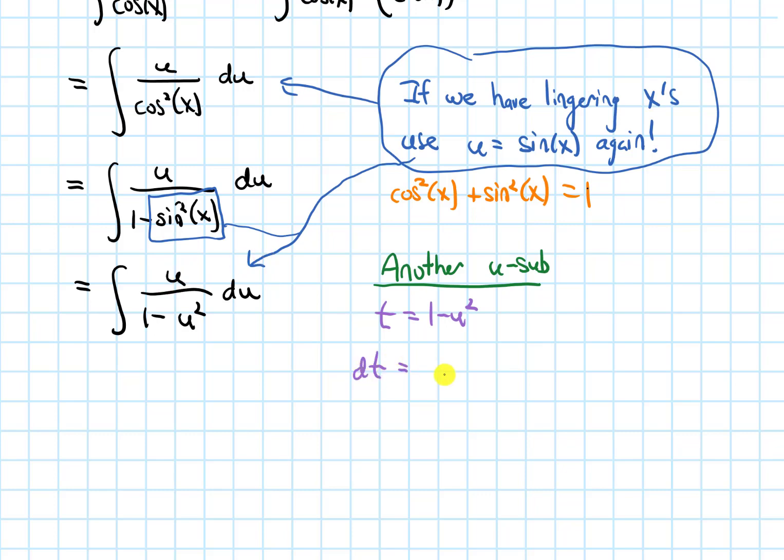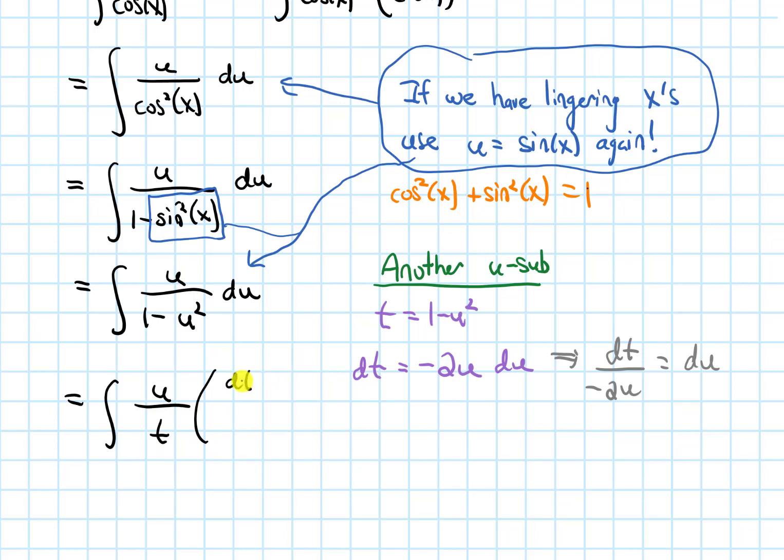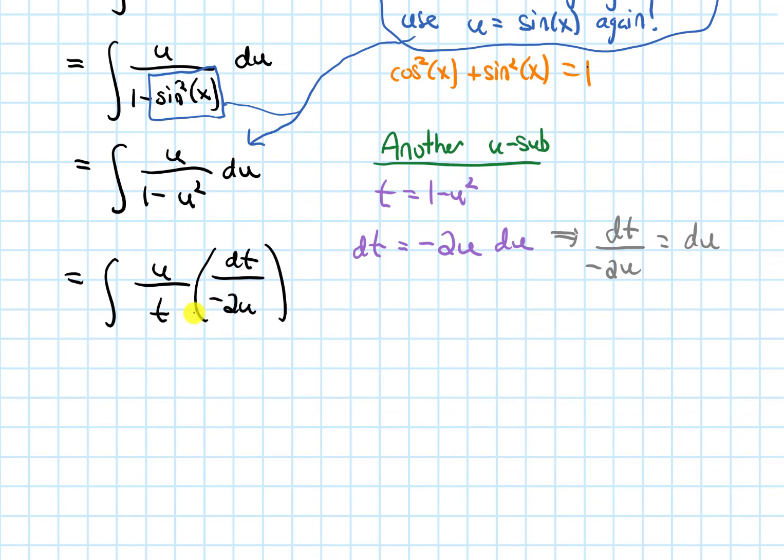dt, this derivative, is going to be negative 2u du. I see that in the numerator, just off by this negative 2 factor. If we isolate the du term, we get dt over negative 2u equals du. Now let's plug in. We get u on the top, the bottom is t, and du is dt over negative 2u. This is nice because the u's cancel, and I'll get negative 1/2 integral of 1 over t dt.